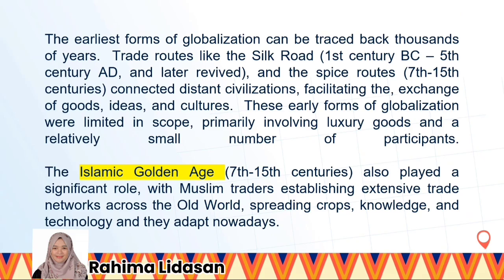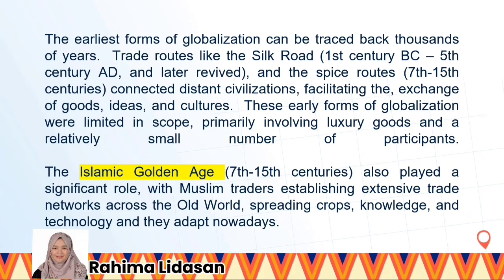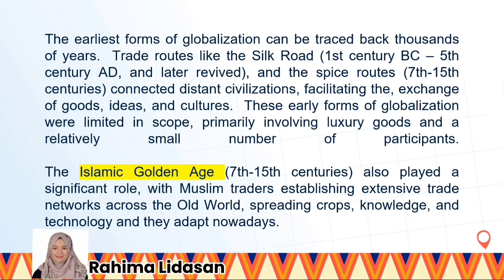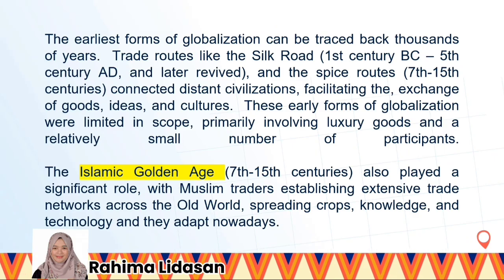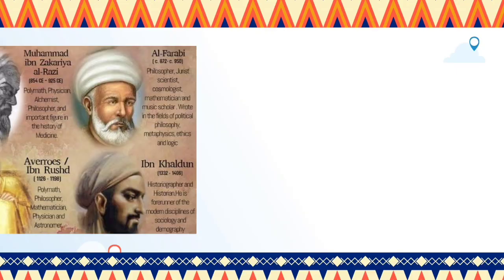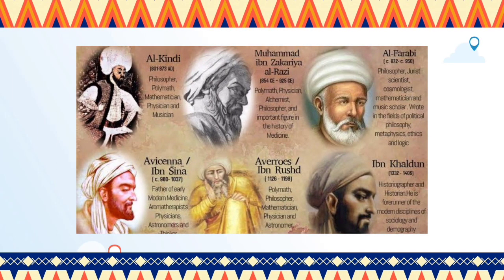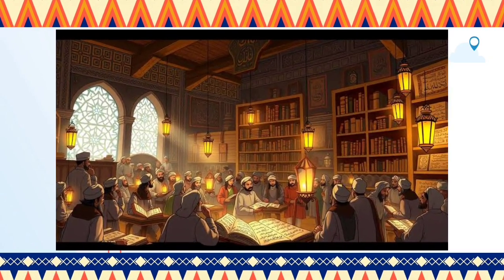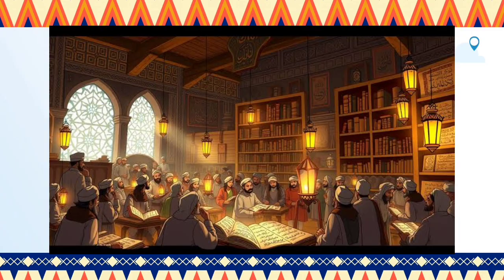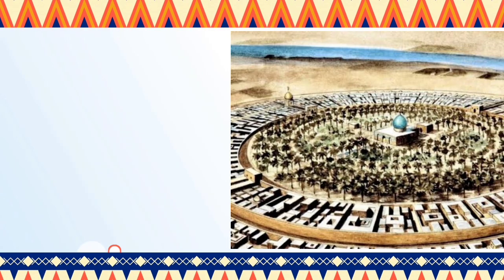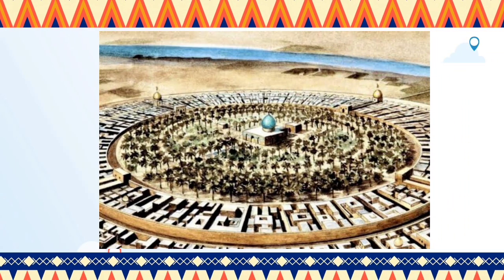These early forms of globalization were limited in scope, primarily involving luxury goods and a relatively small number of participants. The Islamic Golden Age, 7th to 15th centuries, also played a significant role, with Muslim traders establishing extensive trade networks across the Old World, spreading crops, knowledge, and technology, which we still use nowadays. Scholars from diverse backgrounds, Arabs, Persians, Christians, Indians, and others, collaborated in centers like Baghdad's House of Wisdom.